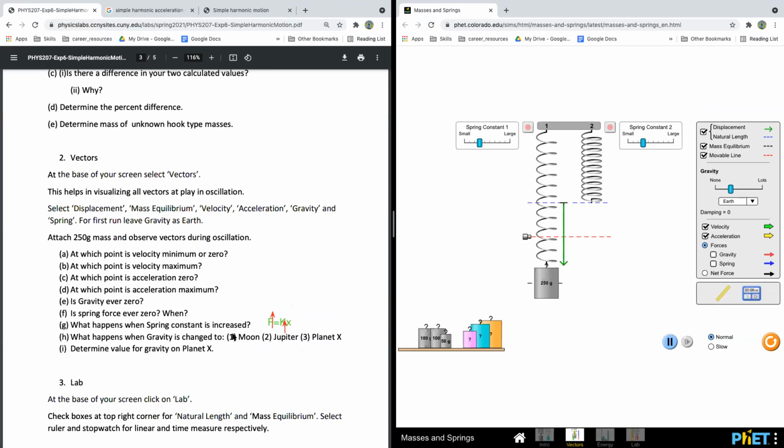What happens when gravity changes to Moon, Jupiter, planet X? Gravity is affected by the gravitational acceleration. Because on the Moon, Jupiter, or planet X, we have different gravitational acceleration, this is the only thing that could change the gravity. So you see here, I have to stop annotation.